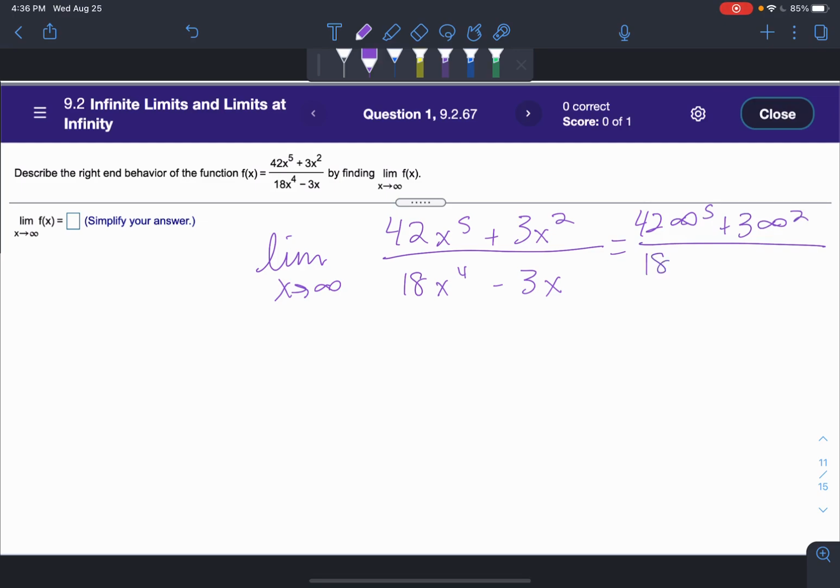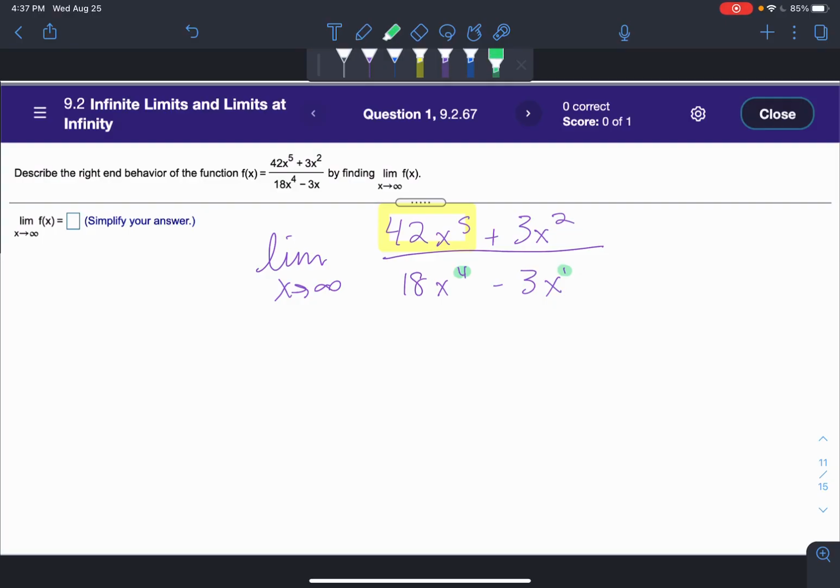So you don't know whether the numerator or the denominator grows faster, right? Which is going to be bigger. That's kind of hard to tell, but we can use the leading term to determine what my limit is. So I want to find the leading term of my numerator, and between the 2 degrees, I have 5 and 2, my leading term would be this 42x to the fifth. All right, and in the denominator, I have a choice between 4 and 1, this implied 1, and so my 4 wins, this 18x to the fourth term.